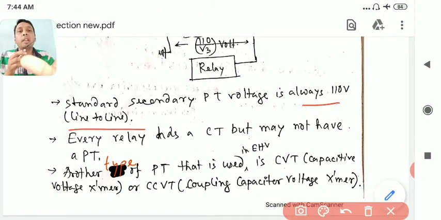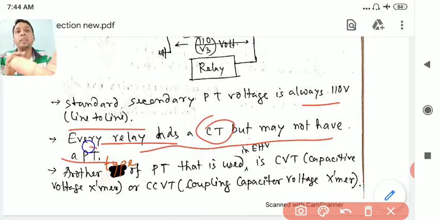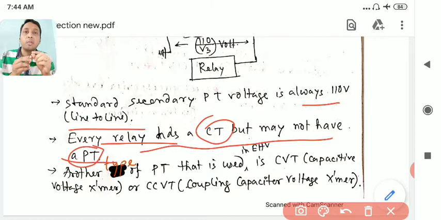Now every relay must have a CT, because you want to sense the current. In case of fault, the current will increase, so you will sense current, that is obvious. So that's why the CT is a must. But PT is sometimes required; some relays don't require it. We will see in which relay it is required and in which it is not required.